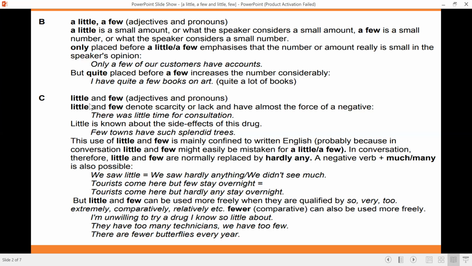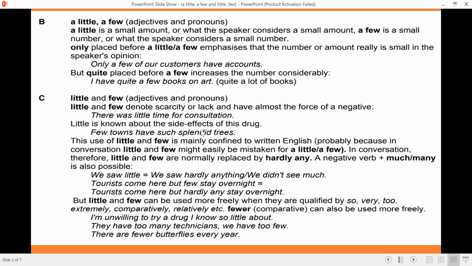Use number C. Little and few. They can also be adjectives and pronouns. Little and few denote scarcity or lack and have almost the force of a negative. All right. They show scarcity or lack of something, or they can even show the force of a negative. For example, if you say there was little time for consultation, here little time shows scarcity of time. There was a lack of time. There was almost no time at all.